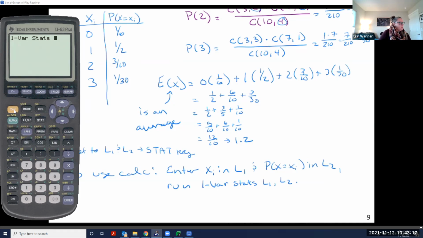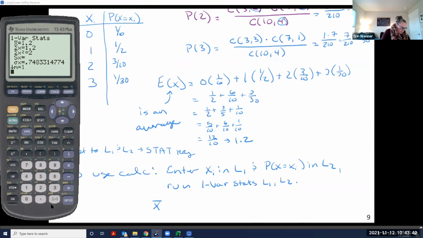To get that, remember, we're going to use the second key and then number 1, which is where L1 is, comma, press the second key and L2, because that's where L2 is, and then we press enter. And it gives us this big readout. What we're looking for is X bar. And X bar just means the mean, or the average.